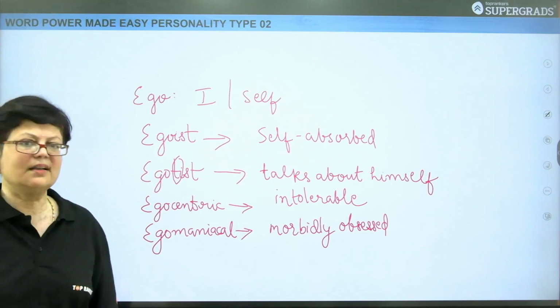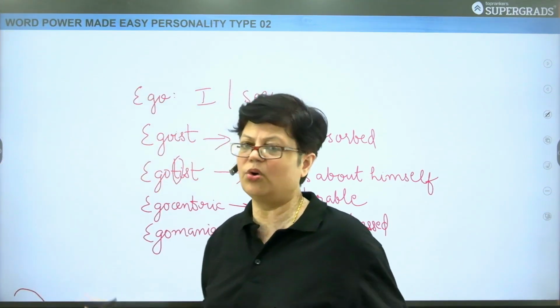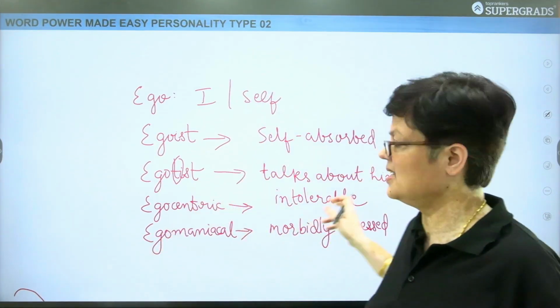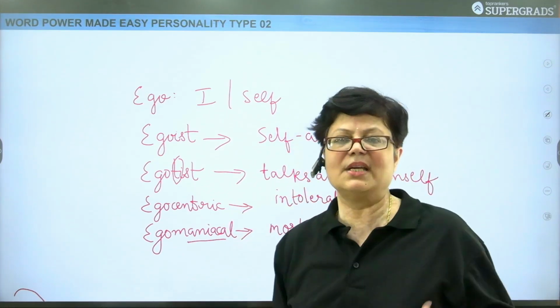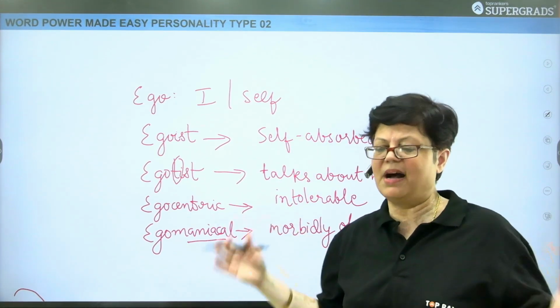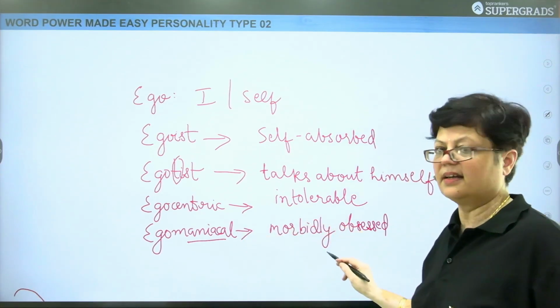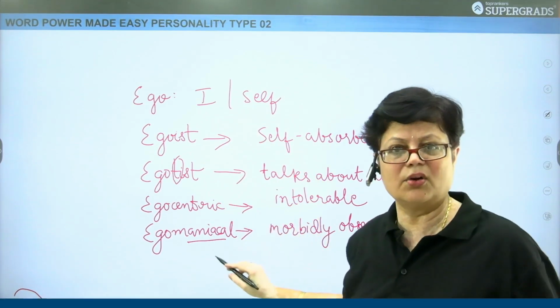Morbidly means to a degree which makes you shudder, which makes you go in fear of this person because this is a sign of madness. Look at the word mania. Mania means madness. Excessive love for his own achievements, his own power, his own knowledge, his own riches. So this is an egomaniacal. So we have egoist, egotist, egocentric, and egomaniacal.